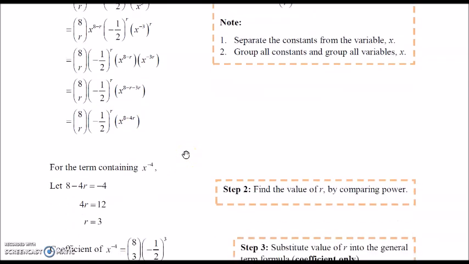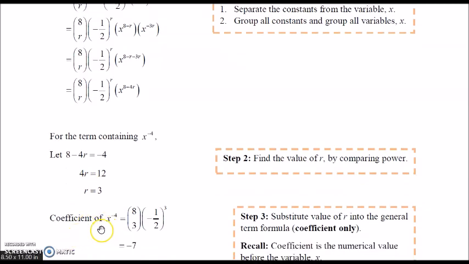Okay, now if I want the term that contains x to the power of negative 4, I will next need to find the value of r. So I'm going to compare the power. Okay, so that gives me 8 minus 4r equals to negative 4. So upon solving, I have my r to be equals to 3.